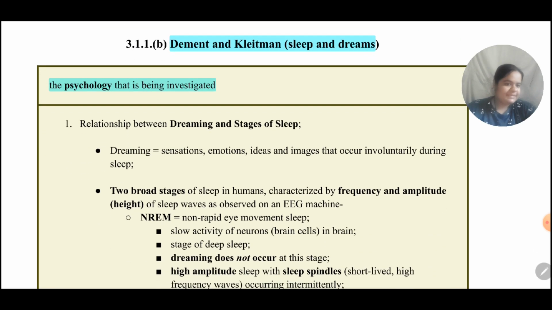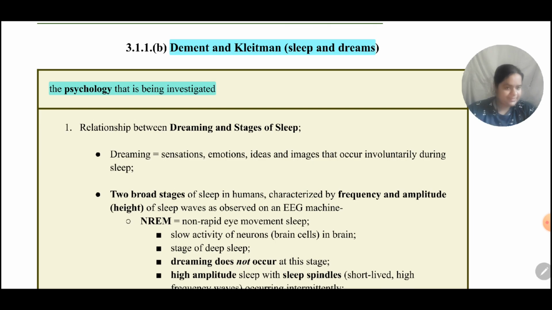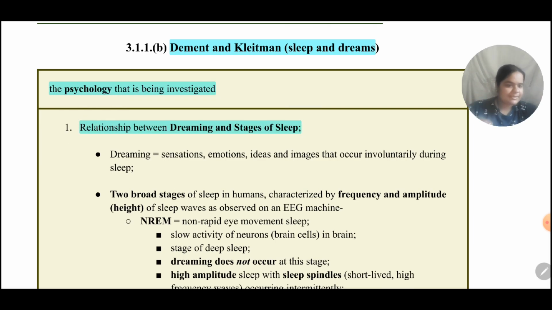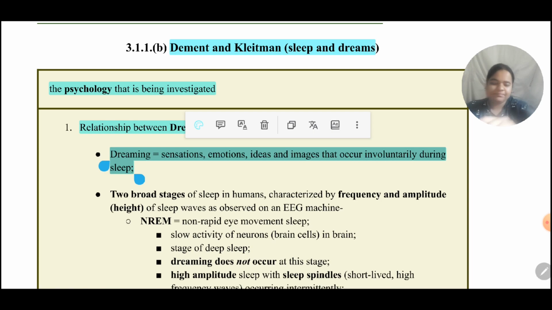Now, broadly speaking, Dement and Kleitman were looking at the relationship between dreaming and stages of sleep. That is something we understand from the title also, because in the brackets we see sleep and dreams. So to be more specific, they were looking at the association between dreaming and stages of sleep. They wanted to know in which stage of sleep dreaming occurs, and a few more details that we will see ahead. So first, let us understand what dreaming is.